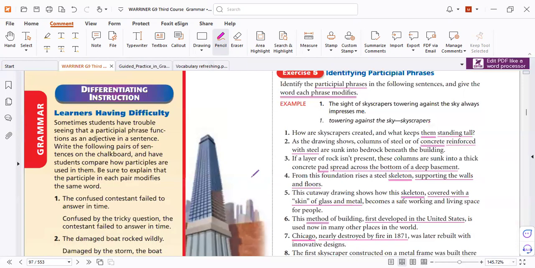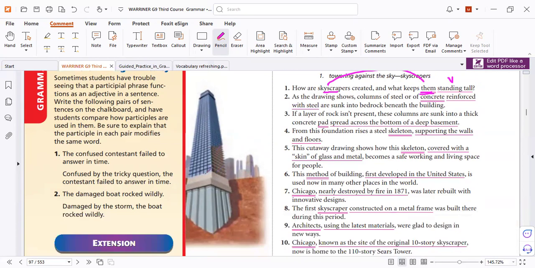Here is the same. Be intelligent. If you found the verb, it must be done by the word before. Who was standing tall? Them. And what are they? Skyscrapers. So it refers to skyscrapers. So what or who was standing tall? Skyscrapers. As you see here, look, very tall. That is it.